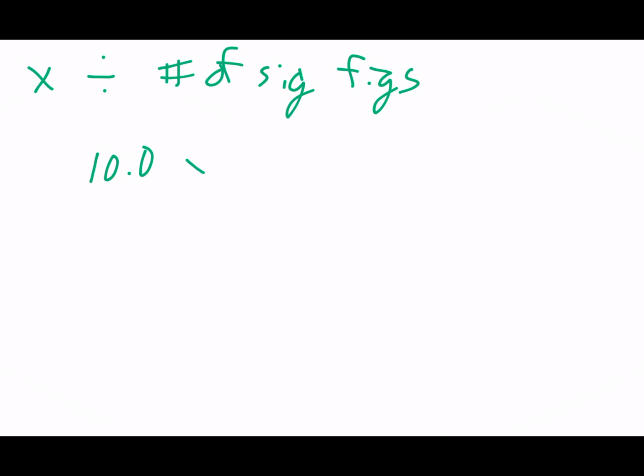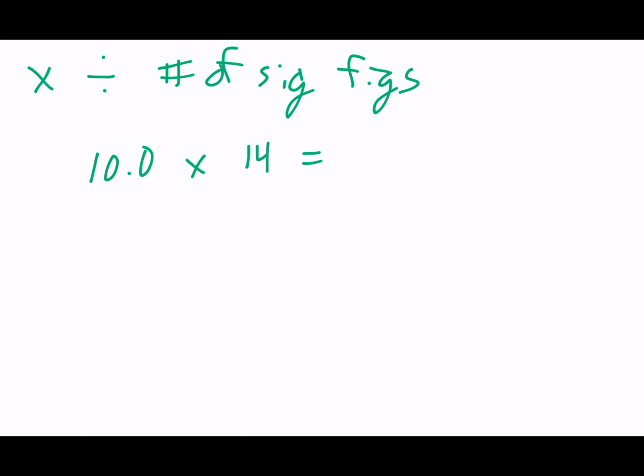And then multiplication and division, okay, we care about the number of sig figs, not how many decimal places. So these are rules that you're going to have to keep straight. So let's say we had 10.0 times 14 equals.